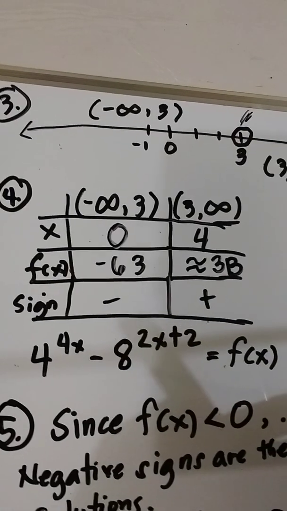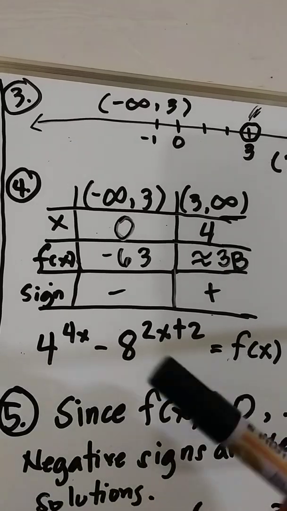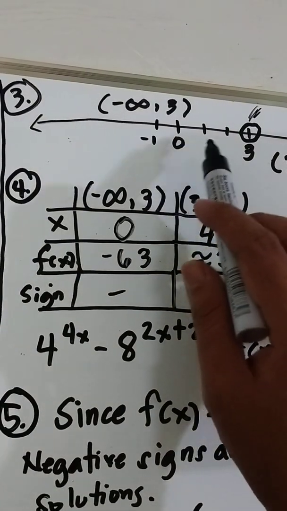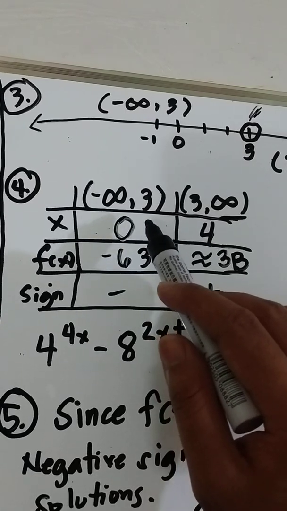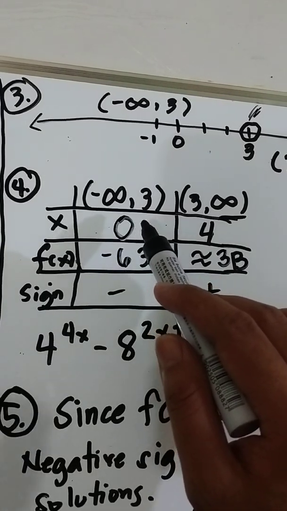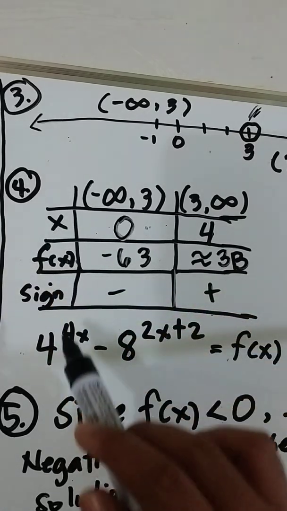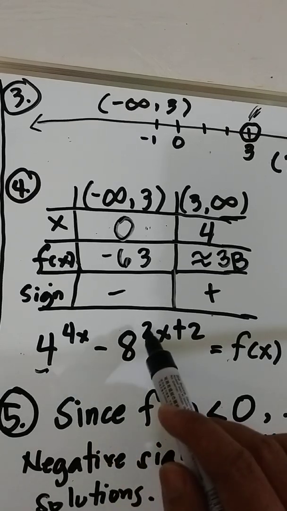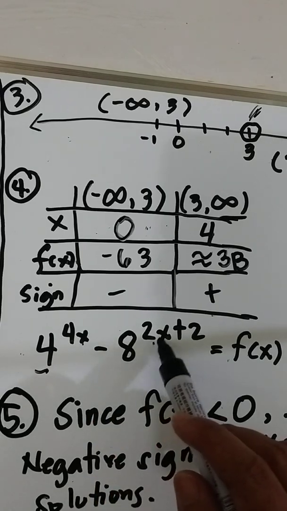So, we will proceed to our step 4, and that is testing the points or the values on each part. On the left part, I will use 0, so that we can easily solve the problem. So saan ba natin ito isa-substitute, itong 0? We will substitute this in x on our function, which is 4 raised to 4x minus 8 raised to the quantity of 2x plus 2. So we will change this x and this x by 0.